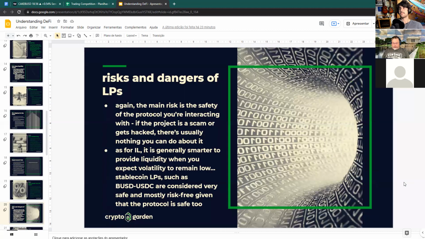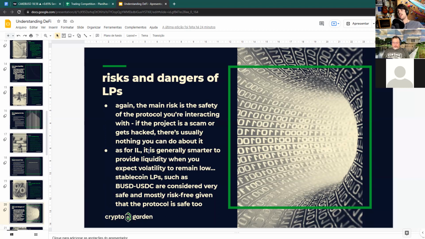Okay. Now the risks and dangers of it, again, the main risk is the safety of the protocol. So if the project is a scam or if it gets hacked, there's usually nothing you can do about it. Maybe if it gets hacked, the project has some sort of insurance fund, and it can pay you back at least a little bit, but usually you cannot do anything about it. All the transactions in the blockchain are irreversible, so you cannot do anything.